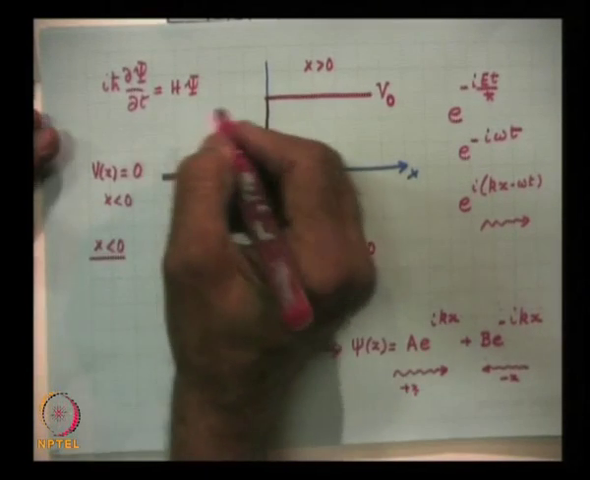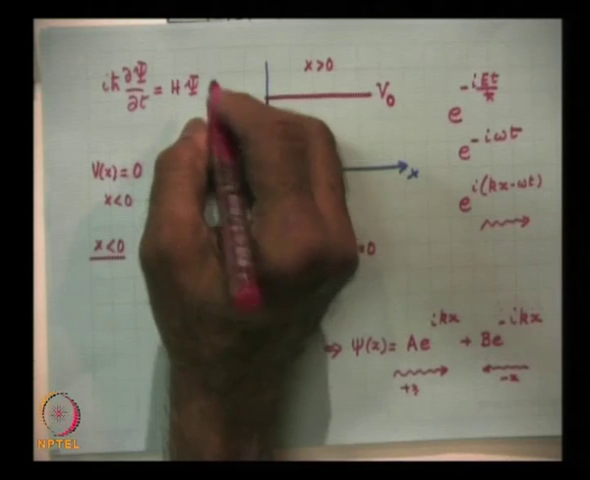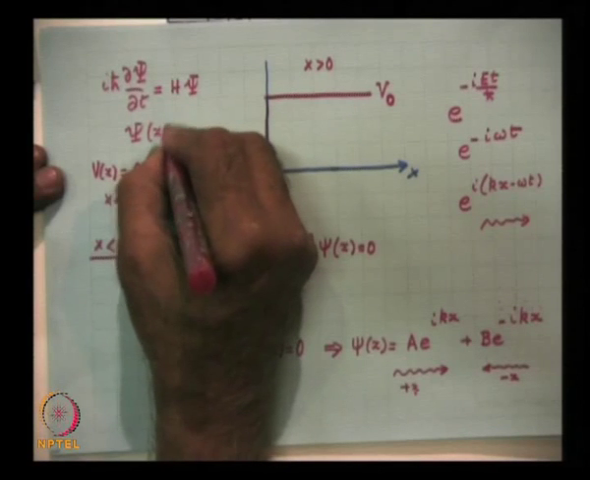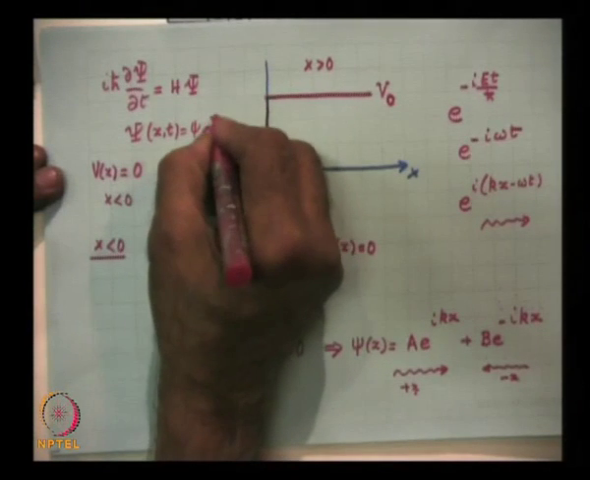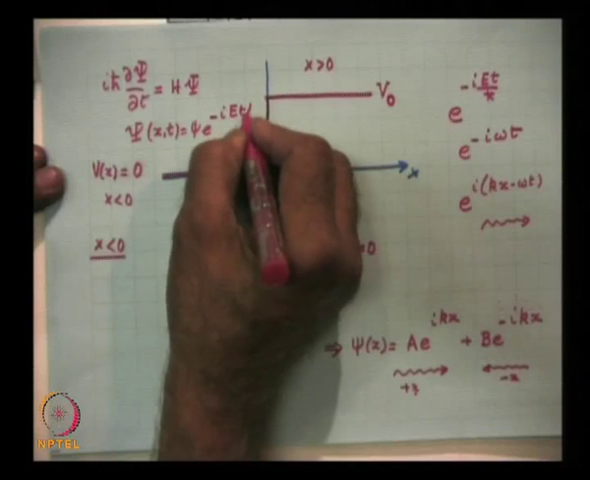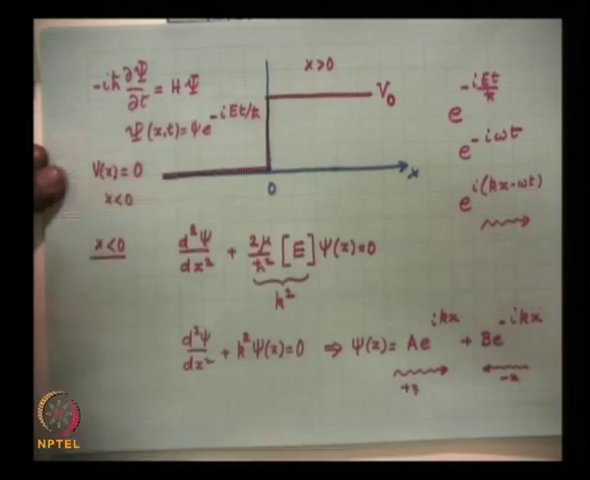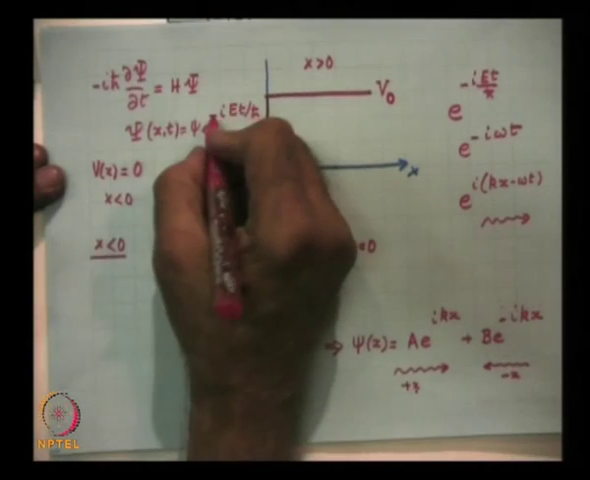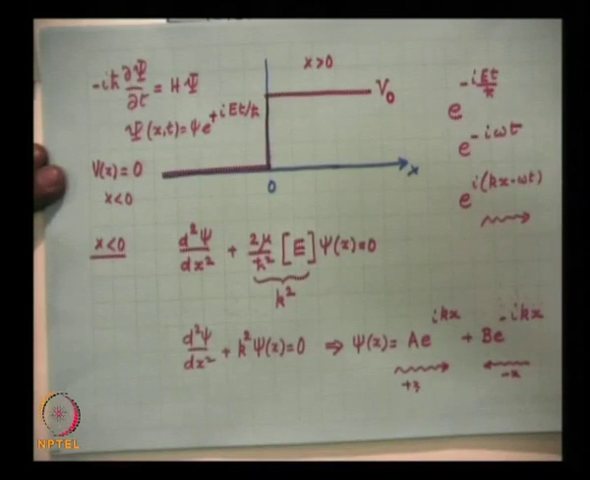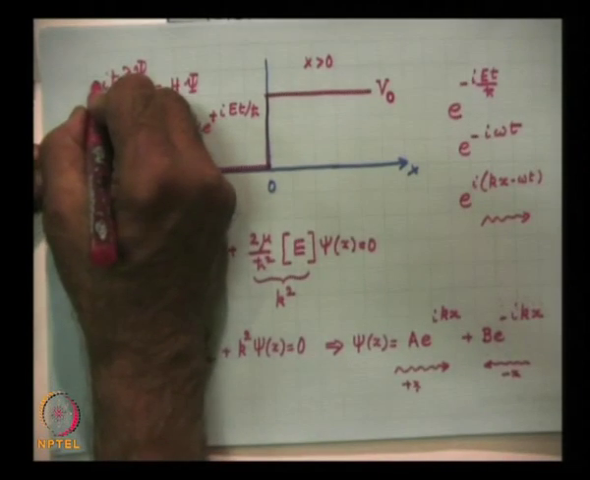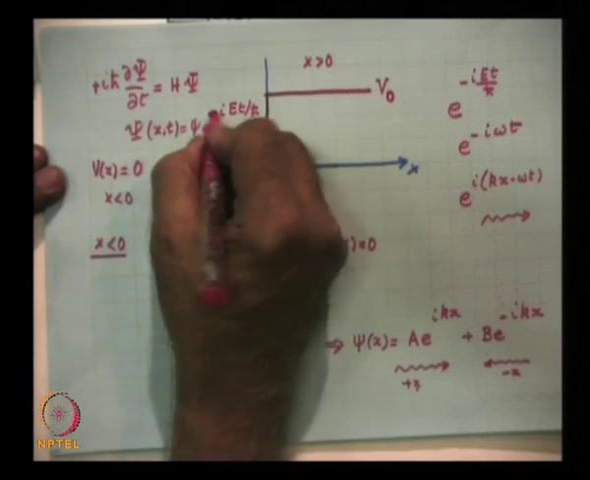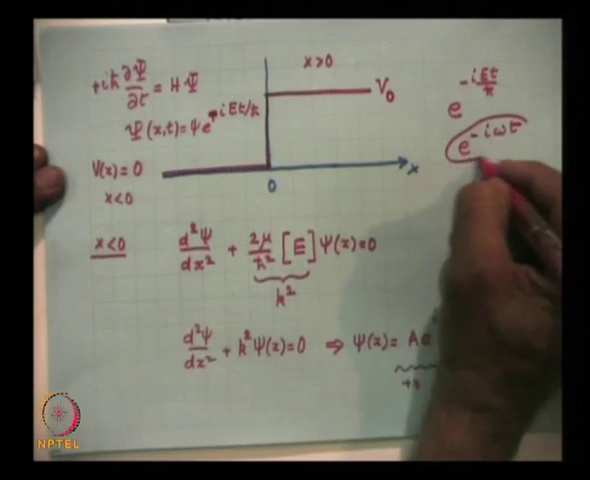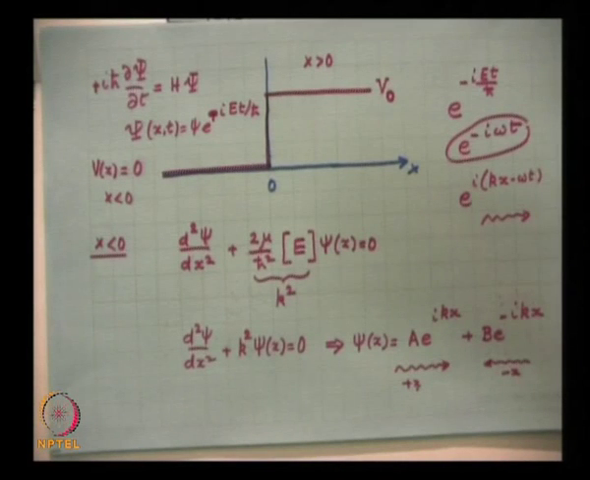So, I assume a method of separation of variables, and I find that psi of x, t is psi of x e to the power of minus i E t by h cross. If a minus sign would have been chosen, then this would have become plus i E t. But since the convention is a plus sign here, there is a minus sign here, and the time dependence is of the form e to the power of minus i omega t.